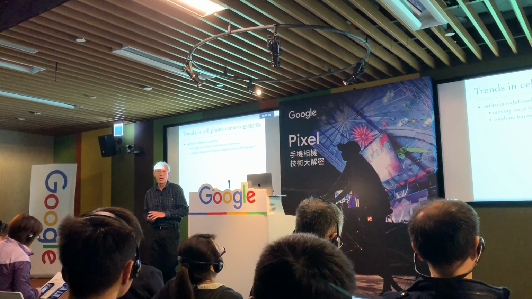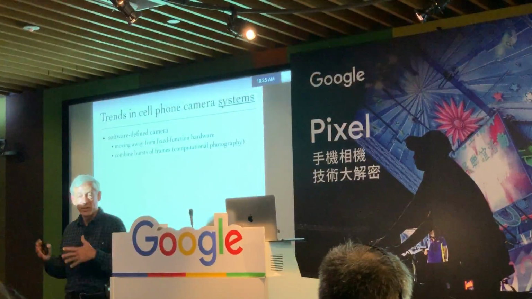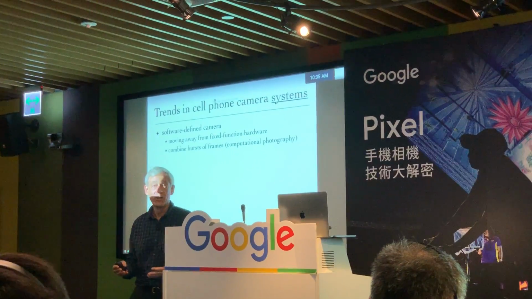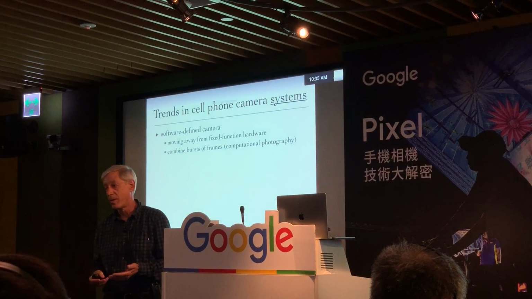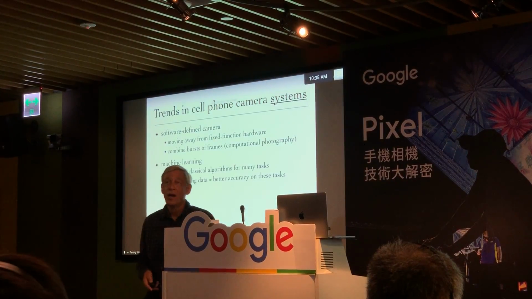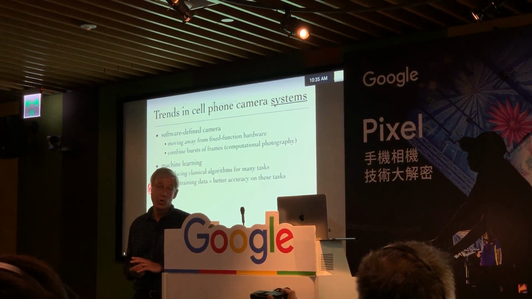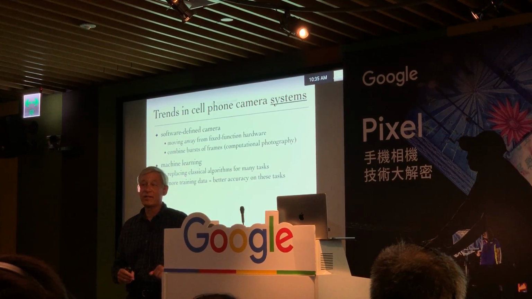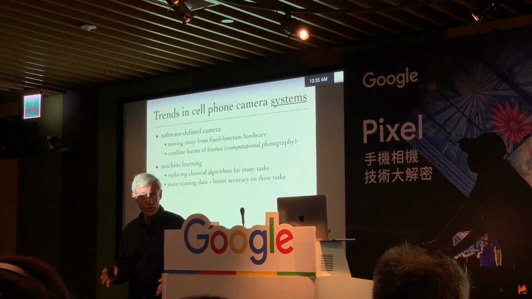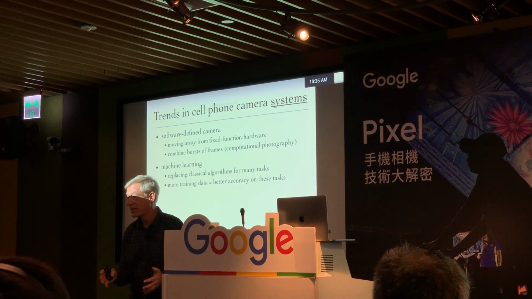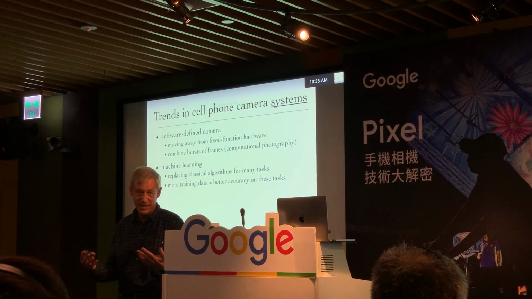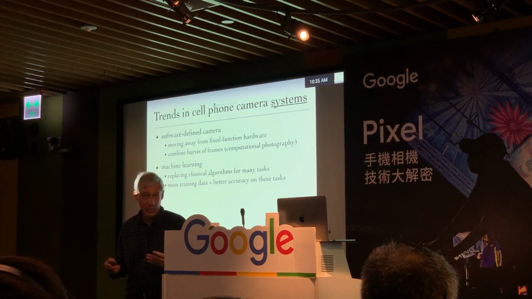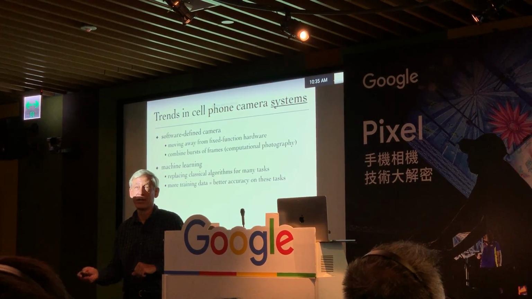Software defined or software centric camera. And there are many forms of this. One of them is combining multiple frames together, so-called burst mode computational photography. Another general trend is toward using more machine learning in the image processing. And this means replacing classical algorithms. It means large training data sets. Google is very good at gathering large training sets and is very good at machine learning. So this is a technology that we do well.